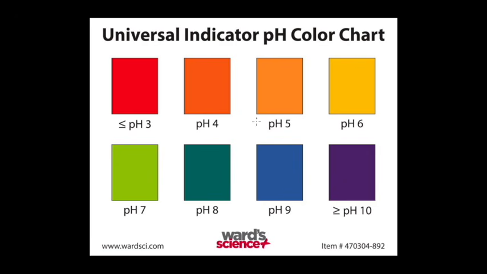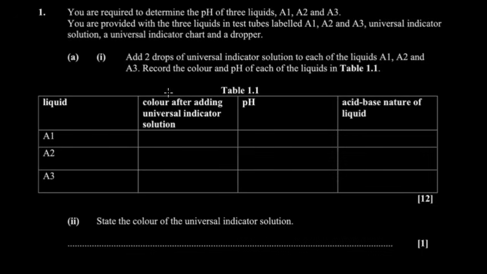Okay, so you're given a chart. The chart that you're given might be different than this. This one is used by Words Science. I just got it online. But essentially you'll have your own chart, and what you're supposed to do is conduct an experiment, observe the color, and compare the color to the universal indicator chart that you have. If you conduct your experiment and find that this is the color, then it simply means that it's a pH of 7. That's what it means.